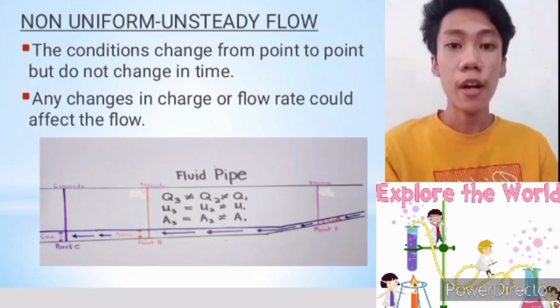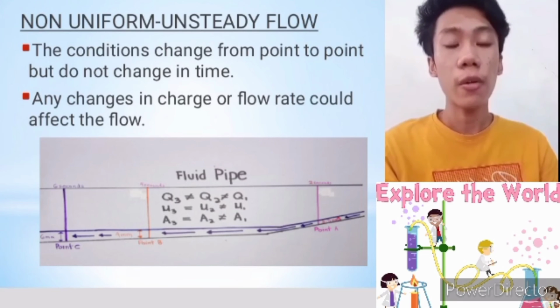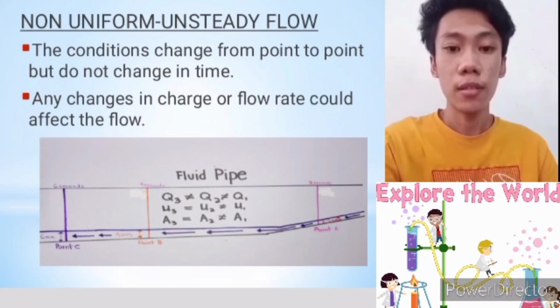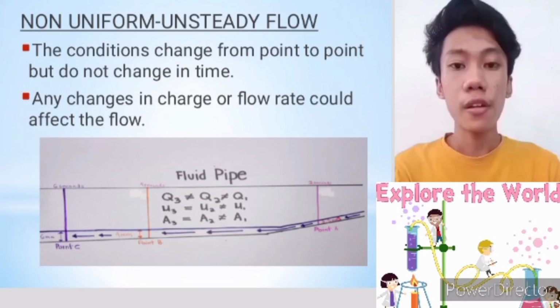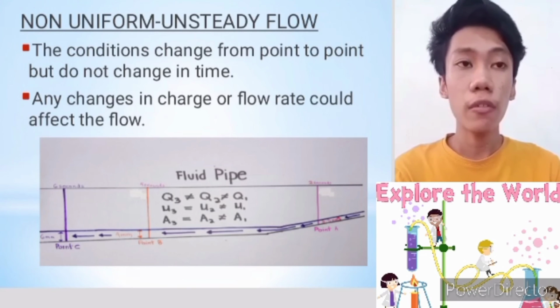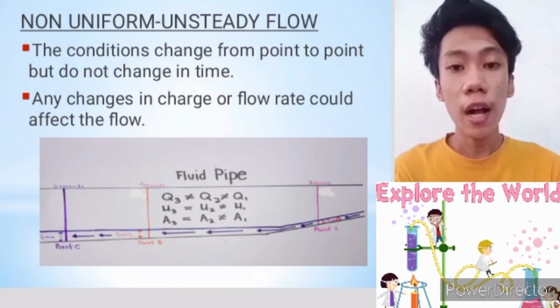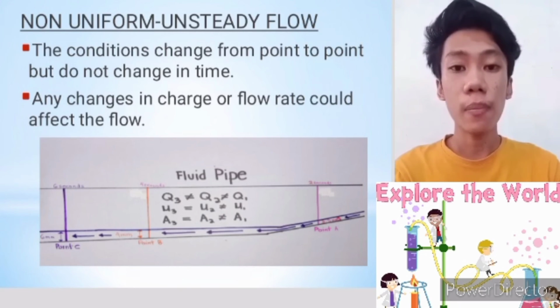So next is the parameter area. Area 1 is not equal to area 2, but area 2 is equal to area 3. So we can say that the wider the area, the more fluid can flow. So the next parameter is velocity. Velocity 1 is not equal to velocity 2, but velocity 2 is equal to velocity 3. In velocity, nagkakaroon ng pagkakaiba if ang fluid ay dumaloy sa isang straight path or sa paliko. If sa paliko dumaloy ang isang fluid, so we can assume that the velocity decreases.